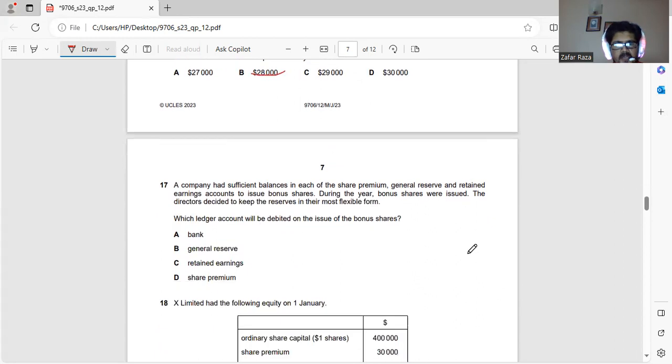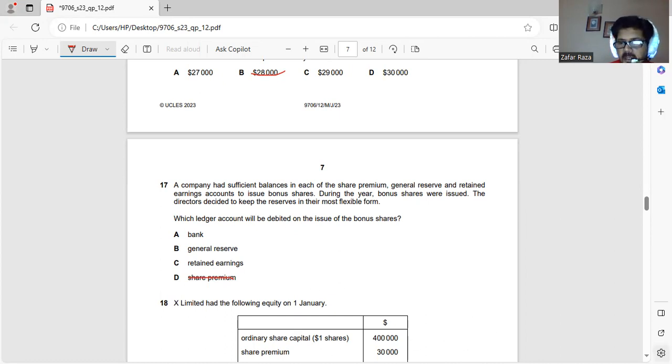A company has sufficient balance in cash, the share premium, general reserve and retained earnings account to issue bonus shares. During the year, bonus shares were issued. The directors keep the reserve in the most flexible form. Which ledger account will be debited on the issue of bonus shares? Yes, share premium. If we are giving bonus shares, a very simple question.